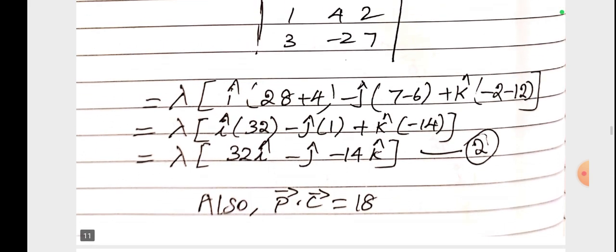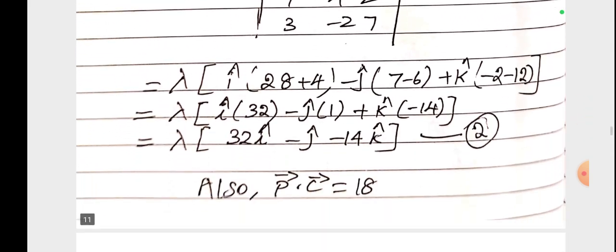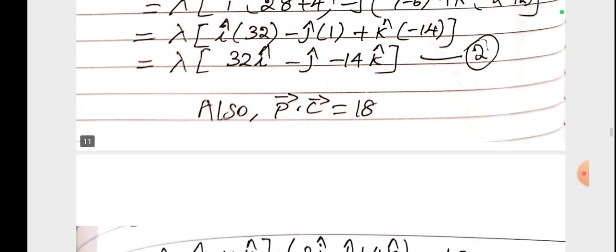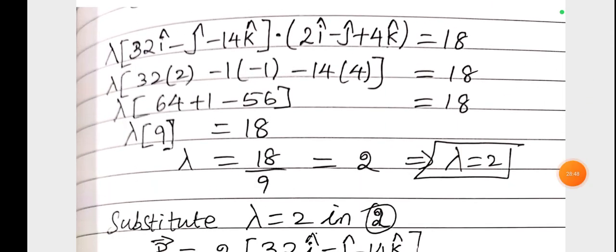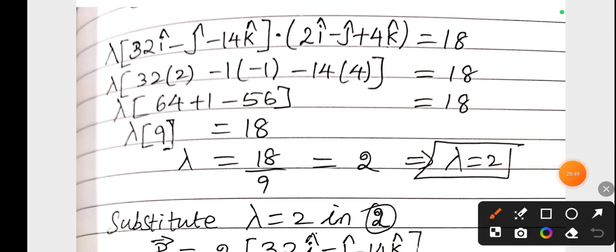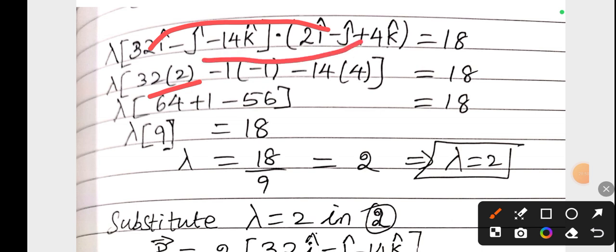Now we got that P vector is lambda into A cross B. So for the P vector, we substitute the second equation in the dot product. Lambda I keep outside. 32 2s are 64, and minus 1 into minus 1 plus 1, 14 4s are minus 56. So 65 and 56 subtracting is 9. 9 lambda equal to 18. Lambda equal to 18 by 9, which is 2.